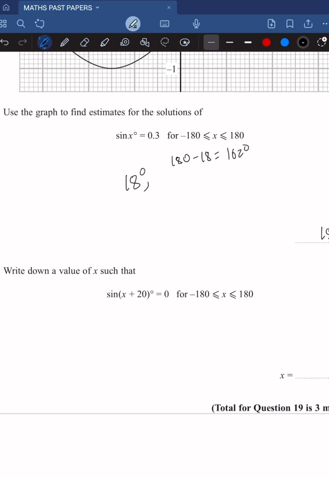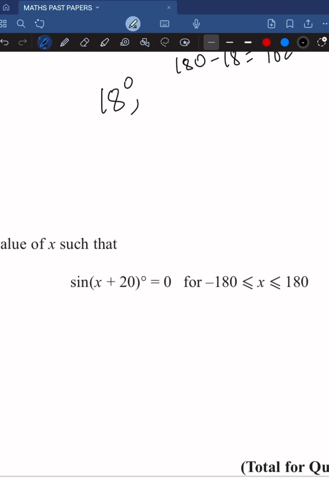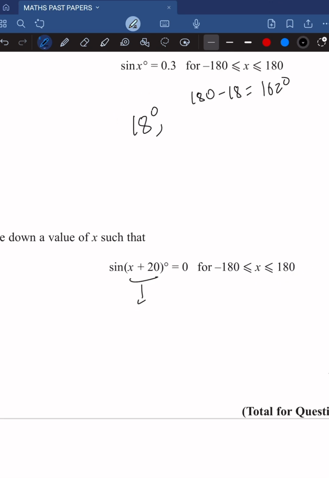And write down the value of x such that sine of (x plus 20) equals 0 for minus 180 ≤ x ≤ 180. Well, of course, I know that this is a transformation of every x coordinate to the left by 20 degrees. So the first value is just minus 20 because I'm moving 20 to the left. Of course, I know the second value for sine can also be 180 plus the first value, because remember, if I do minus 20 minus 180, it's going to give me minus 200. Now that does not fit in the range.